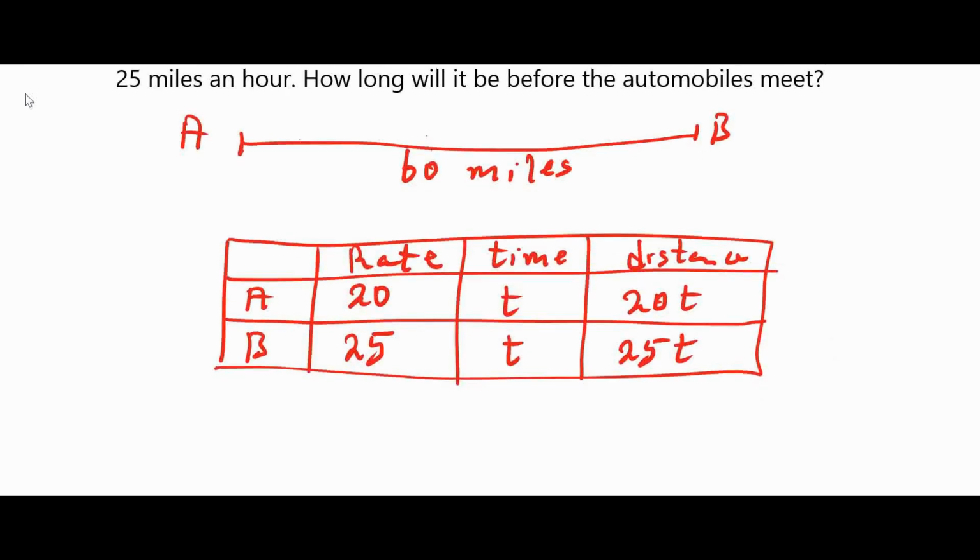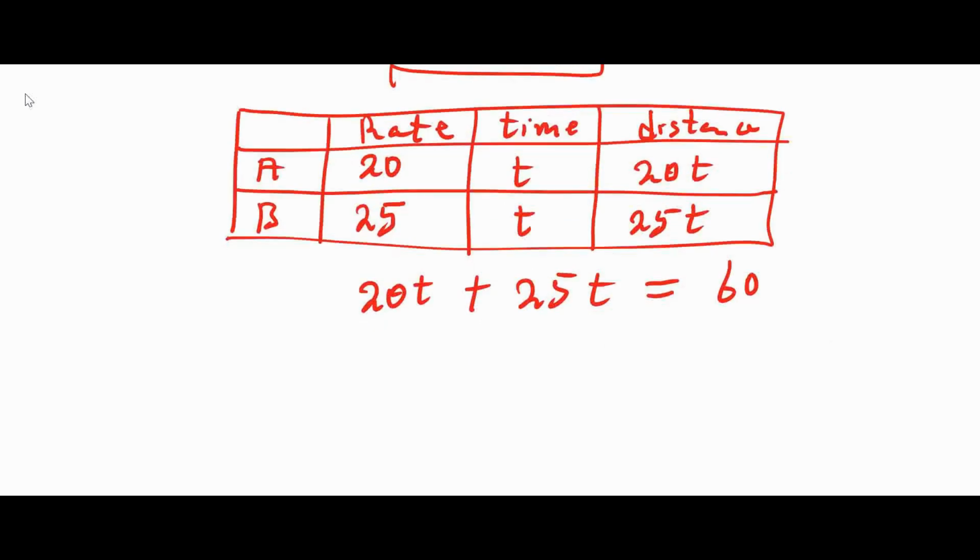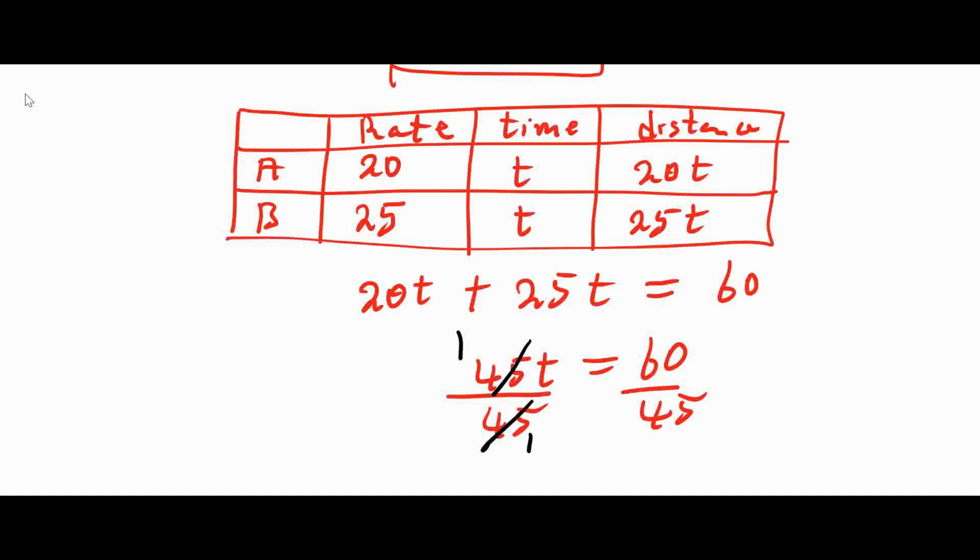So we can now add up 20t and 25t and set this to 60, because the distance covered is 60, as you can see over here. So 20t plus 25t would give us 45t, and this equals 60. Now we divide both sides by 45, and 45 divided by 45 is 1.